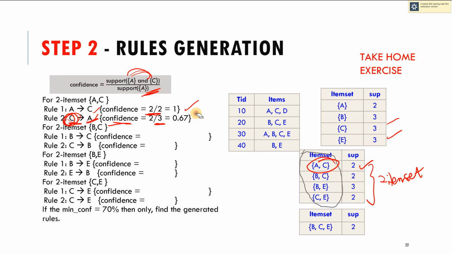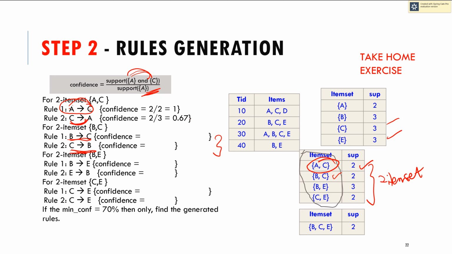From these two, if we compare a person that bought A and C with C and A, which one is more confident? Which one is a stronger rule? We know that if a person bought A, they will always buy C here. Next, you take a look at item set B and C. For B and C, you are going to generate two rules, that is B implies C and C implies B.